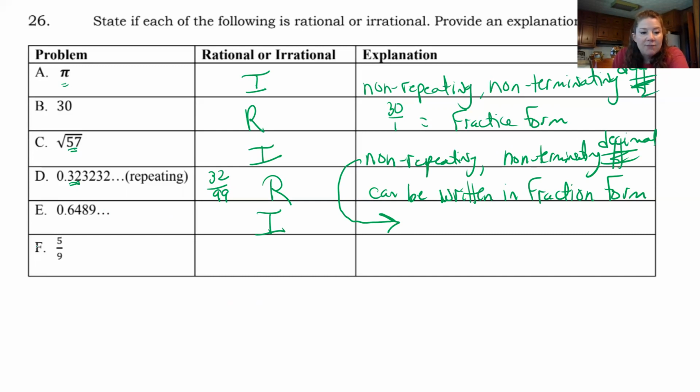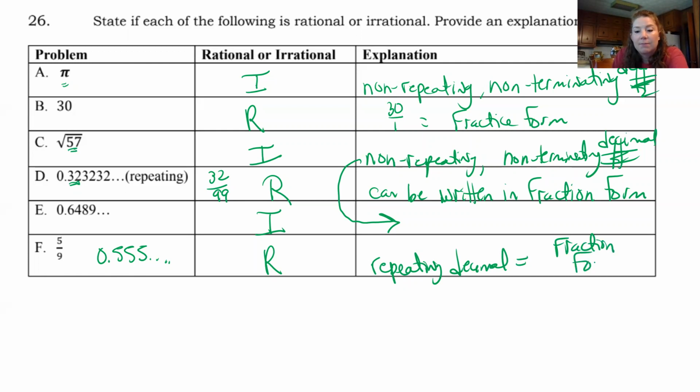And what about a fraction, 5 9ths? If I divide 5 by 9, guess what I get? Repeating 5, 5, 5, 5, 5, 5, 5, 5. So it's a fraction, so it's rational. You could say it's a repeating decimal, or you could say it can be written in fraction form, which actually it is written in fraction form. So those are all good answers. I hope you got them all right.